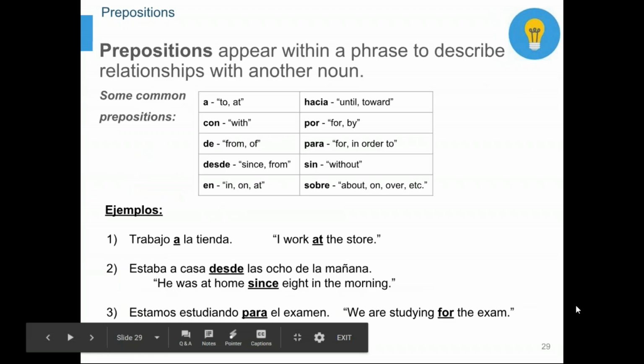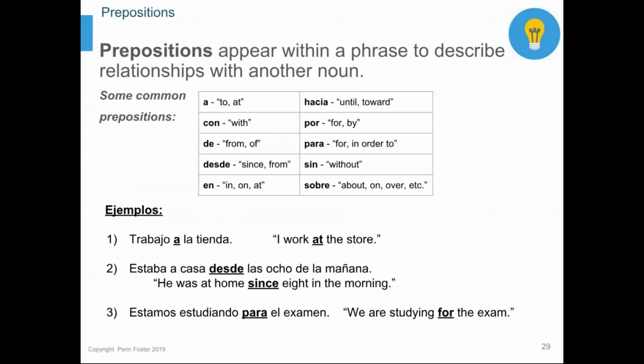Okay, as we transition, now we will discuss prepositions. Prepositions are words that usually precede a noun or a pronoun and express a relation to another word in the clause. So if you look at that list of common prepositions, take a word like a, the letter A, which means to or at. All right, one of the most common prepositions.